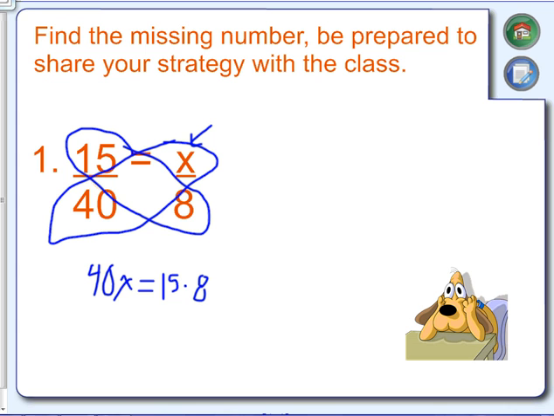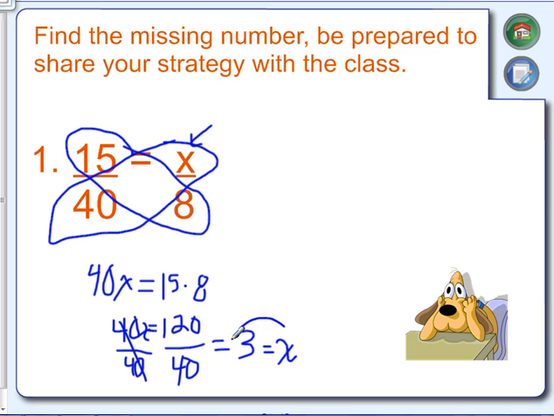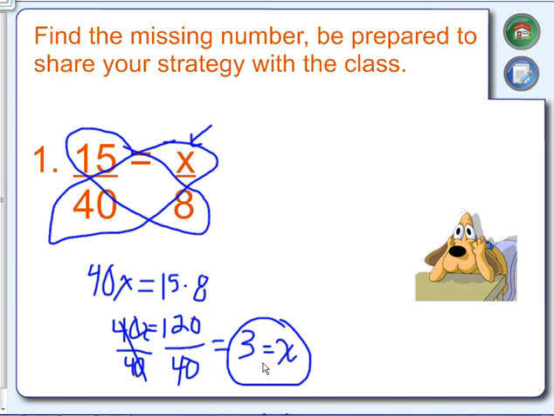And 15 times 8 equals 120, and that still equals our 40x. Using our idea of inverse operations, we know that we need to divide both sides by 40 to get that x by itself. And so 120 divided by 40 is 3. So x is going to equal 3. All right, so it's very, very simple.